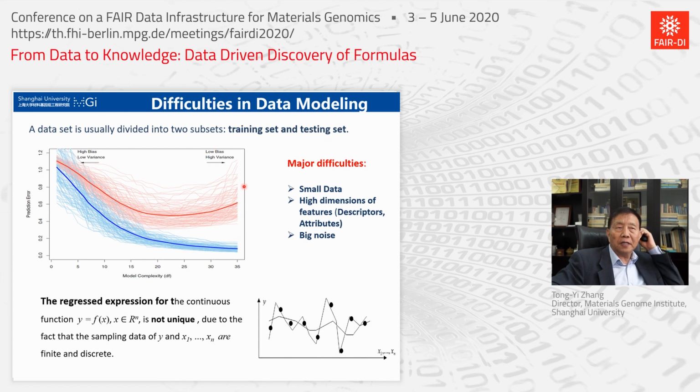So now we also face a bigger challenge. We have major difficulties in our materials data. The data is usually very small, especially experimental data. The data also has very high dimension, and a lot of data has big noise, maybe caused by some intrinsic nature of the materials. That is a major difficulty: small data, big noise, high dimension. It's a very, very big challenge.